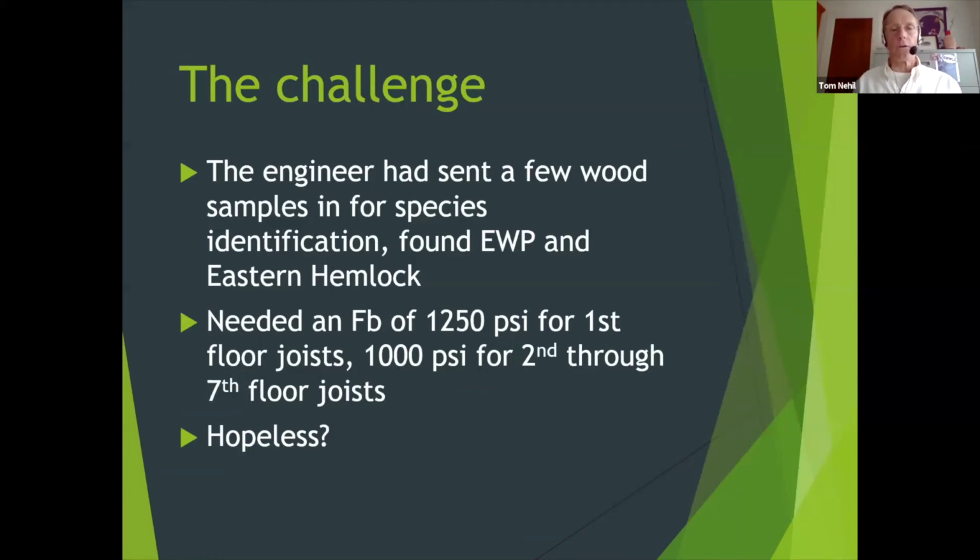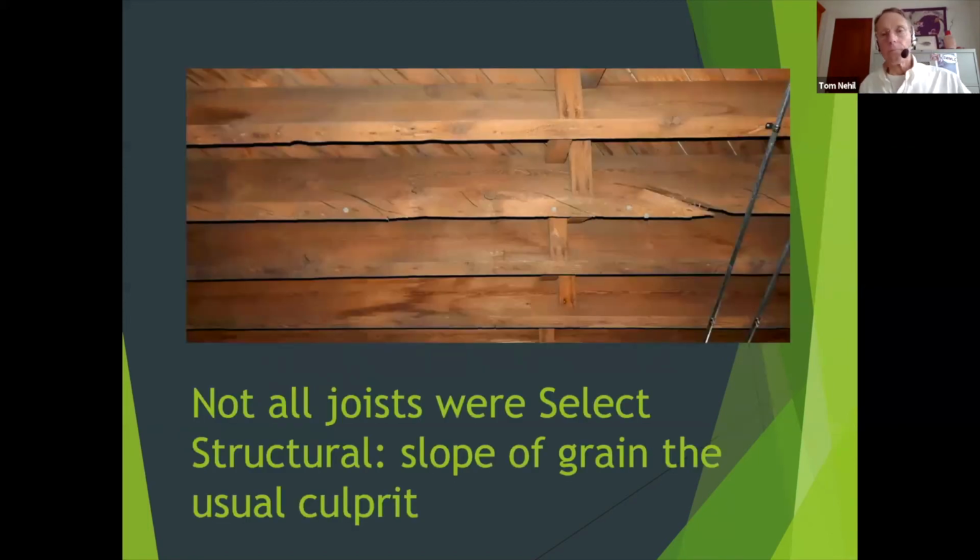The engineer involved had identified eastern white pine and eastern hemlock. And he had determined that he needed an allowable bending capacity of 1250 psi. Well, for eastern white pine or hemlock, that means you've got to have select structural material, and that was not the case. As you can see here, not all the joists were select structural, and slope of grain is causing splitting and fracturing in this joist right in the middle.